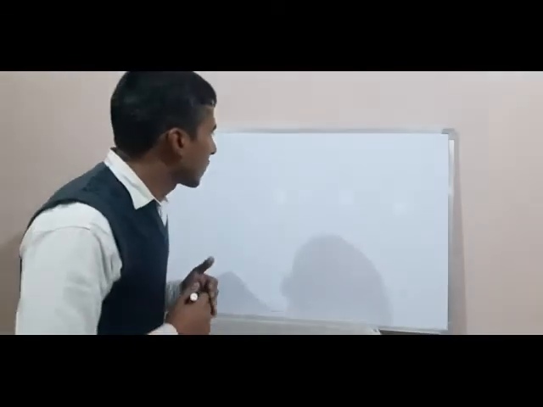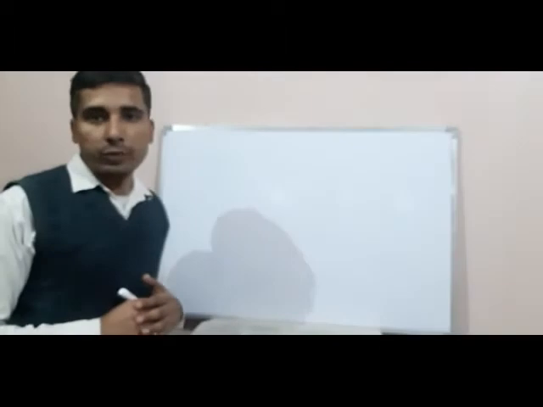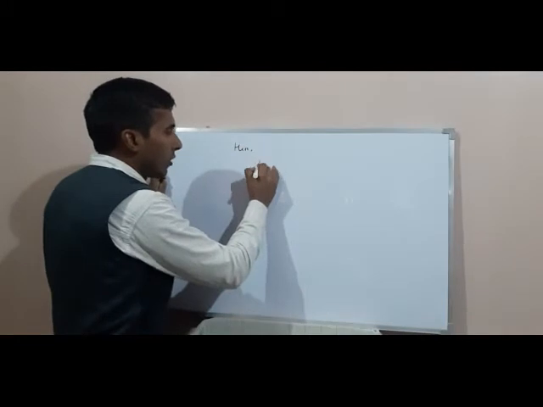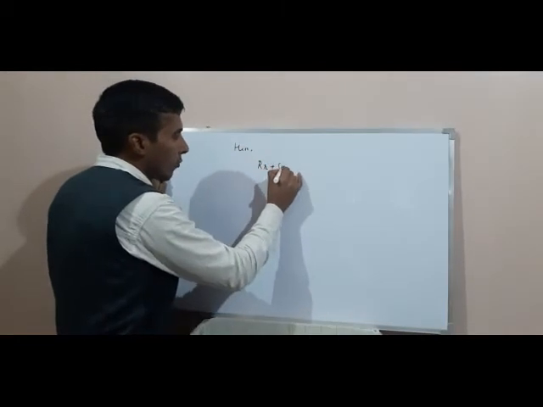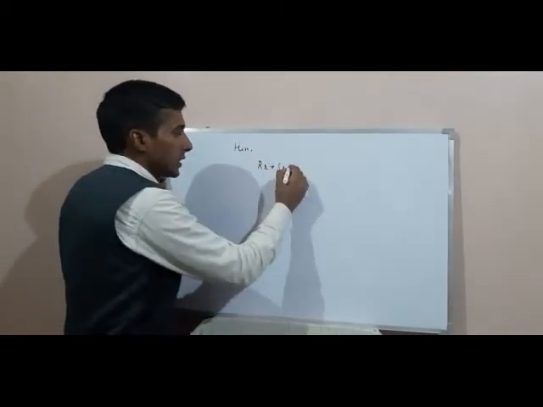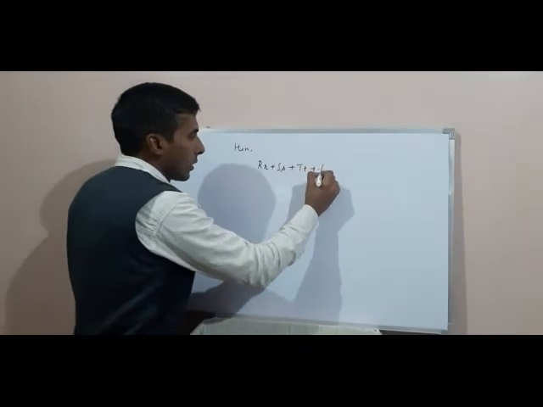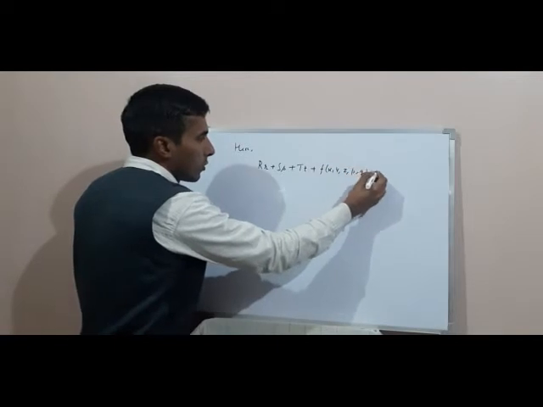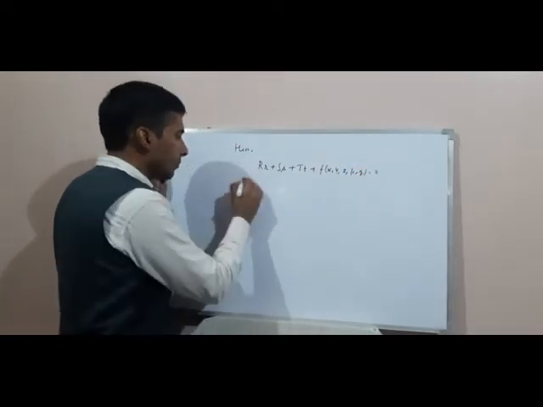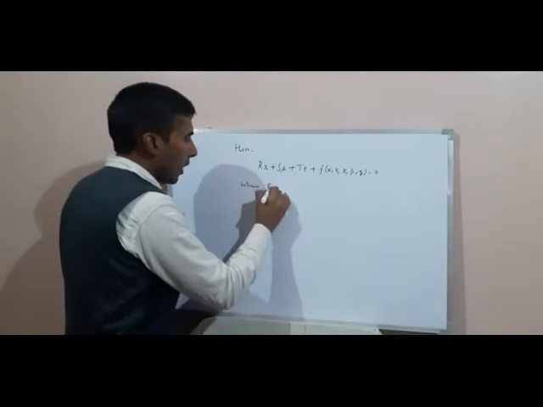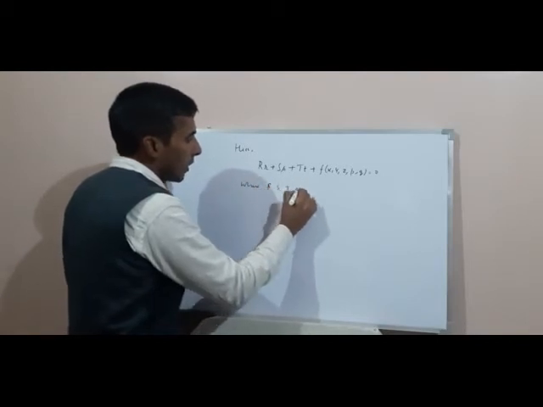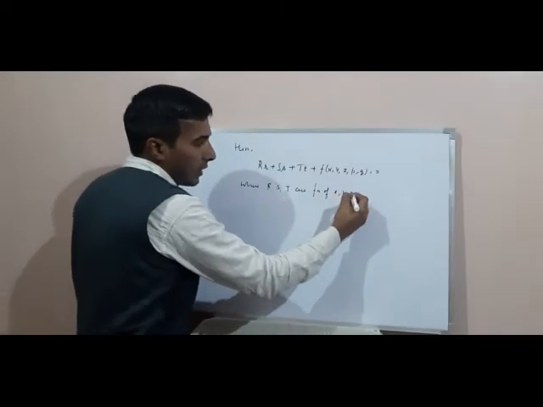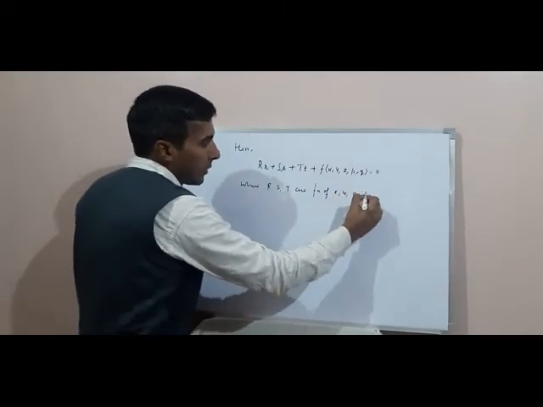Now we start with the classification of partial differential equations. Here we will consider the second order linear partial differential equation of type Rr + Ss + Tt + f(x, y, z, p, q) = 0. Here we can say R, S, T are functions of x, y, and they may be constants.